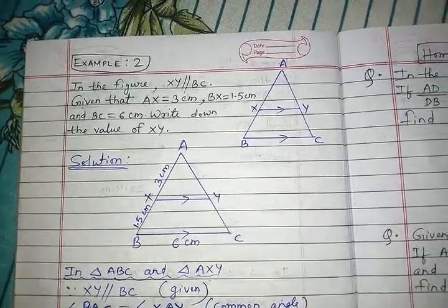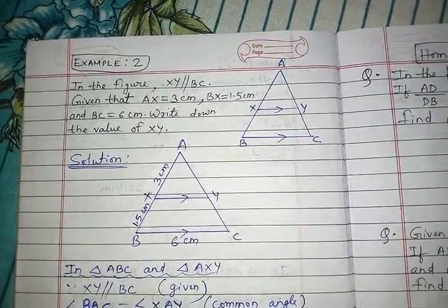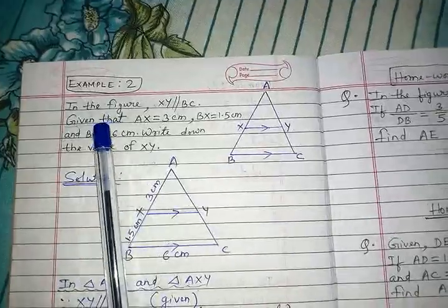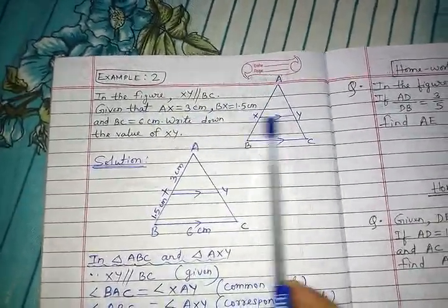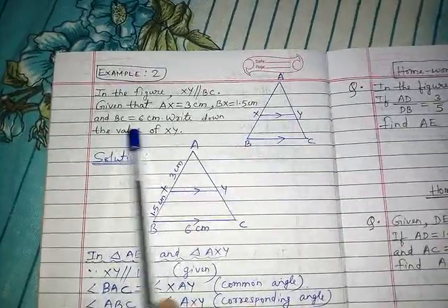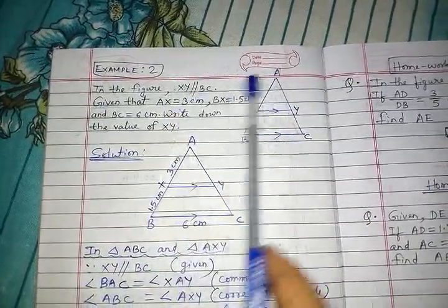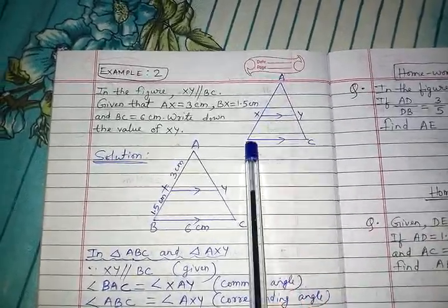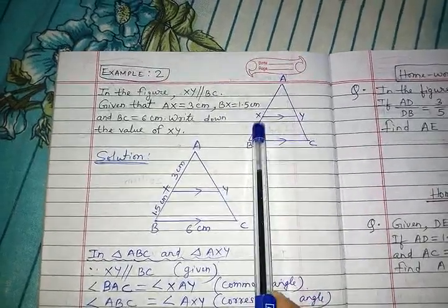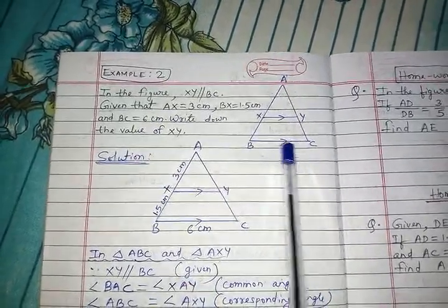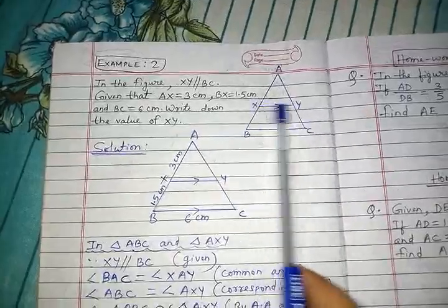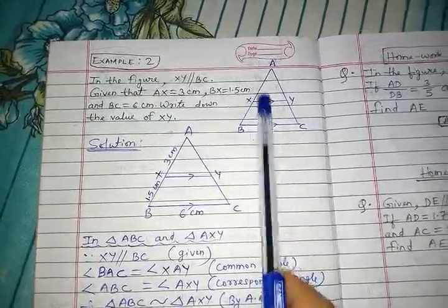So class 10 children, we have begun a chapter, similar triangles. Today I will do a second example for you. In the given figure, XY is parallel to BC. Given that AX is 3, BX is 1.5, and BC is 6. Write down the value of XY. So we have to find the value of XY.